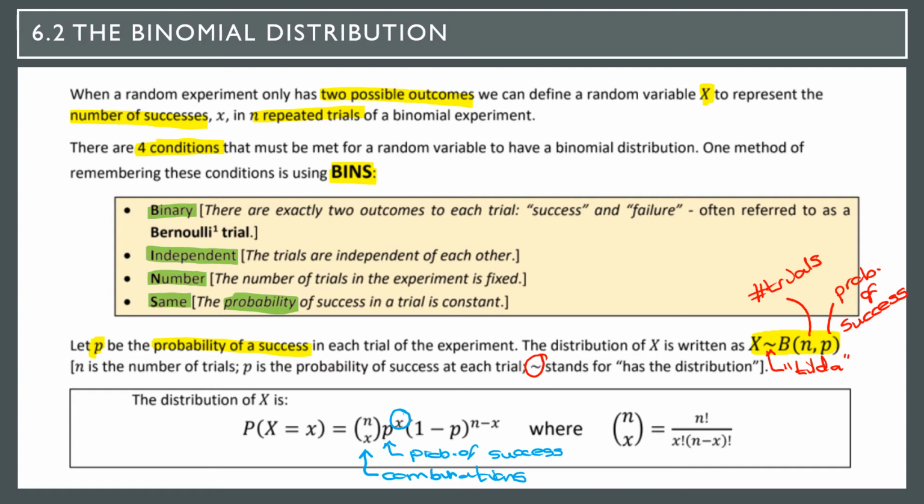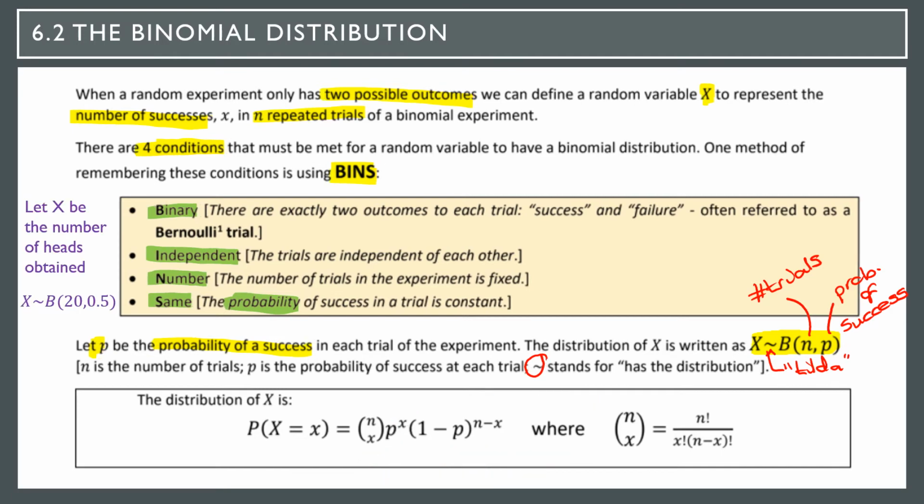If you remember that the probabilities of all outcomes of an event should add up to 1, then if we know that p is the probability of success, then 1 minus p has to be the probability of failure, and then that's to the power of n minus x. Notice that x plus n minus x gives us n. Because n is fixed, we have a fixed number of trials in our experiment, then if we know that we've got x successes, then we must have had n minus x failures.